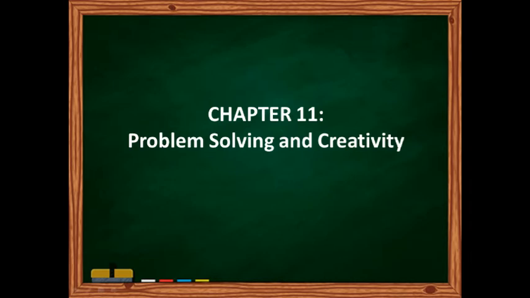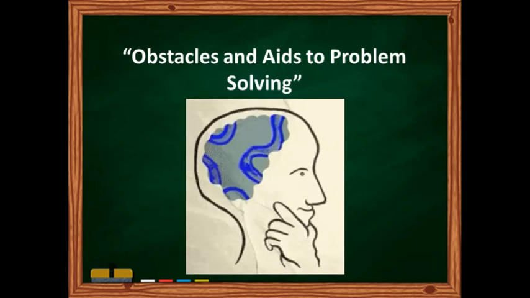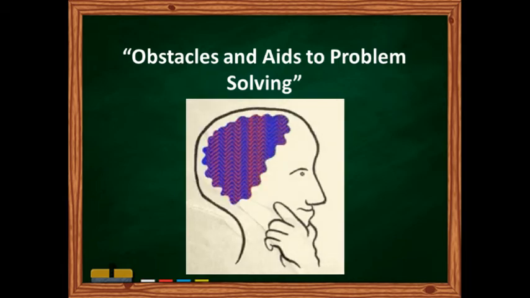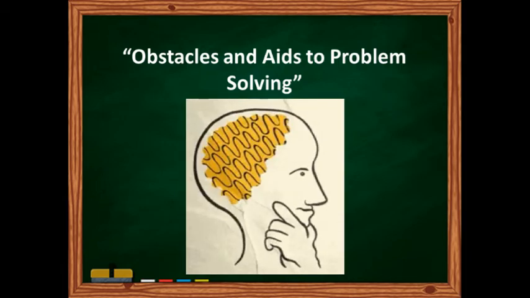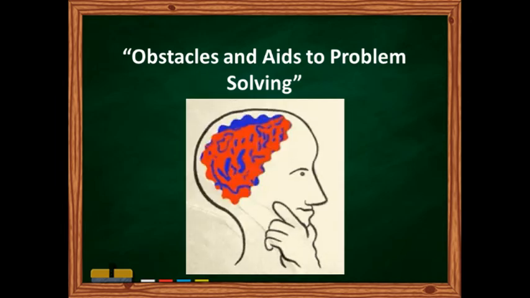Chapter 11, Problem Solving and Creativity. Obstacles and Aids to Problem Solving. Mental sets, positive and negative transfer are among the several factors that can hinder or enhance problem solving, while incubation plays a role in problem solving as well.